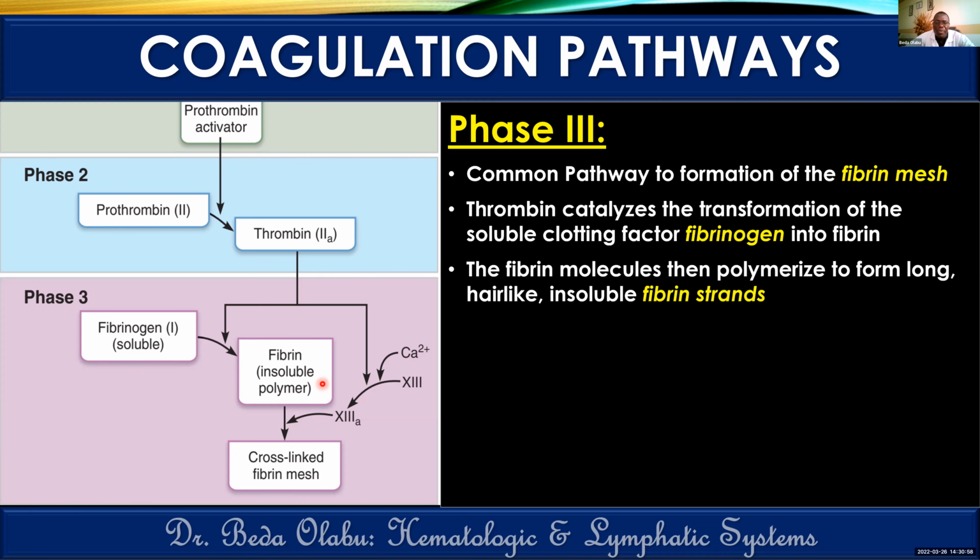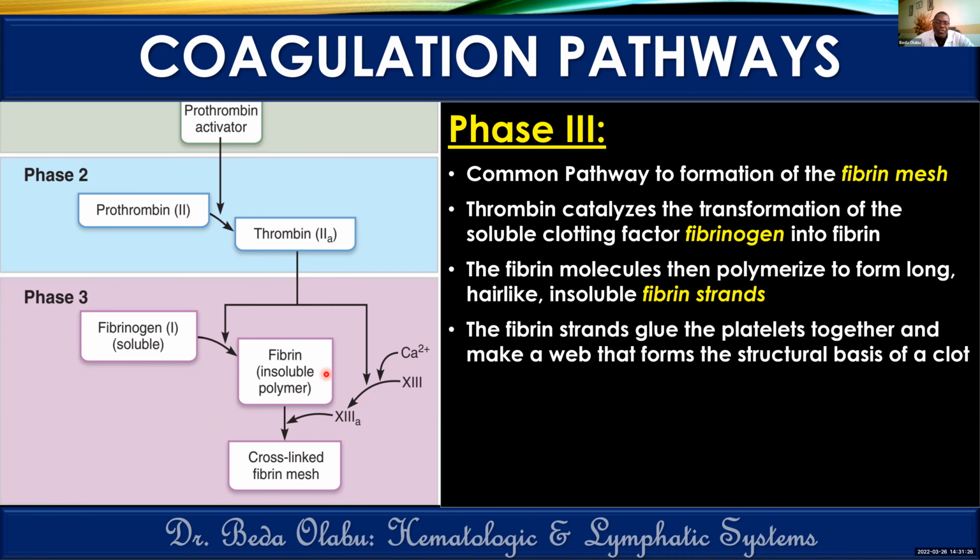So what usually happens is that in the presence of thrombin, fibrinogen converts into fibrin, which is insoluble. And then these fibrin chains polymerize, which means that they form long chains, they form polymers. The polymers of fibrin form long strands, which are insoluble.